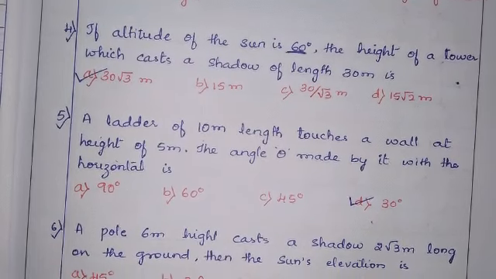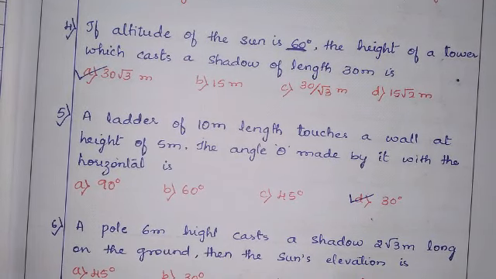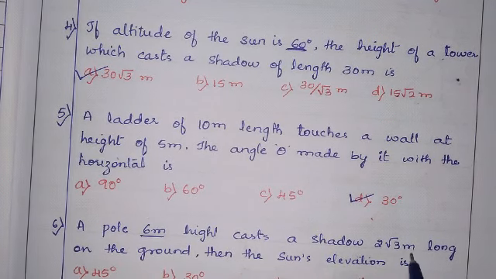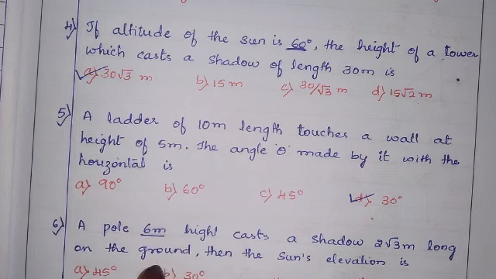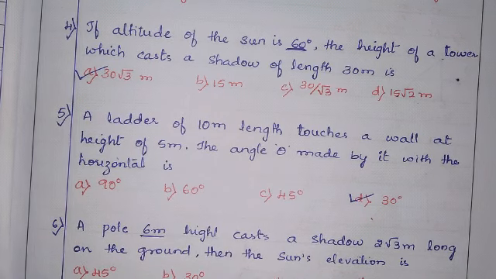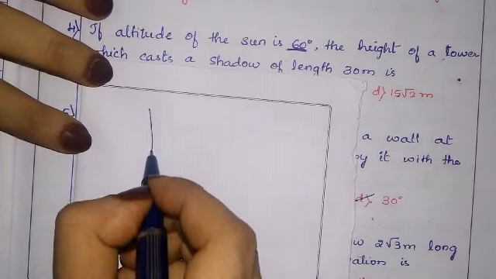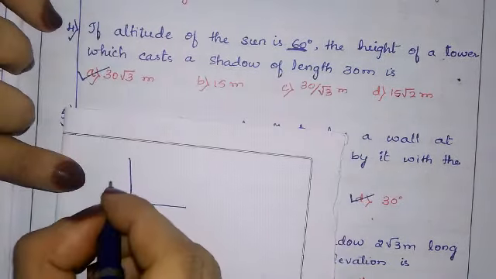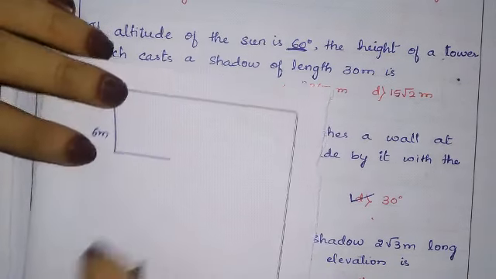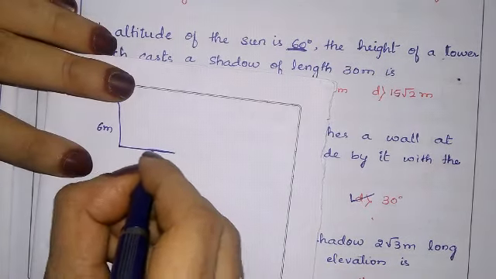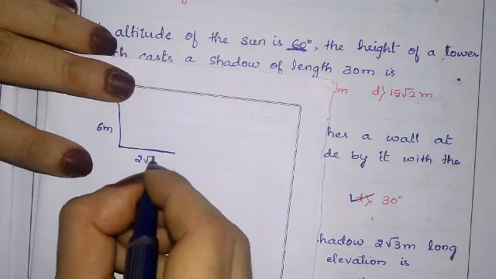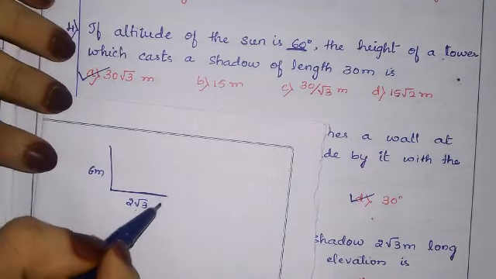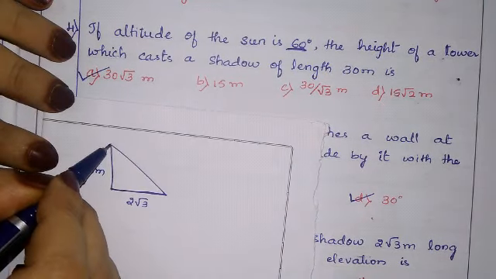Okay, next, question number 6. A pole 6 meter in height casts a shadow 2 root 3 meter long on the ground. Then the sun's elevation is. So what have they told? A pole. You have to draw a rough figure for all problems. A pole of 6 meter height casts a shadow. The shadow will always be in a horizontal line. It casts a shadow of 2 root 3 meter. Find the sun's elevation.